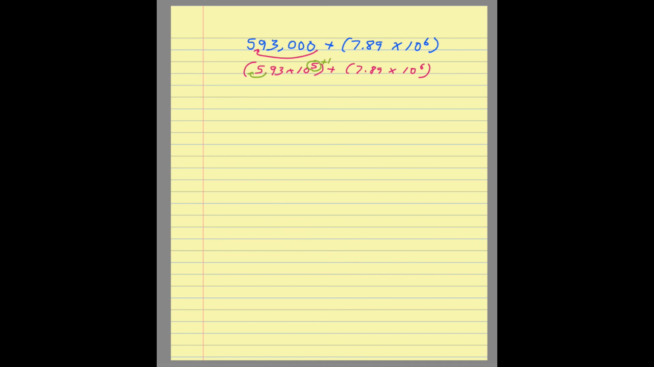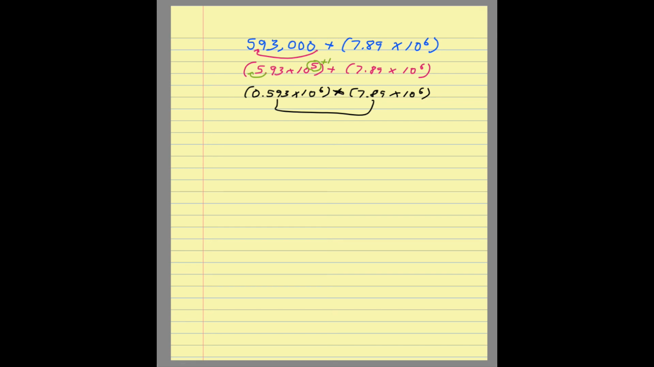All right, let's rewrite this to look like this. 0.593 times 10 to the 6th power plus 7.89 times 10 to the 6th power. Now my exponents match. When I get them to match, I can add these two numbers. I'm adding because there's a plus sign in the middle. Keep that in mind.